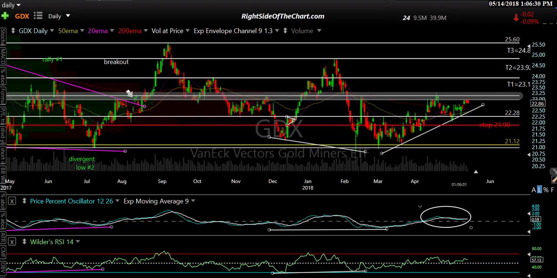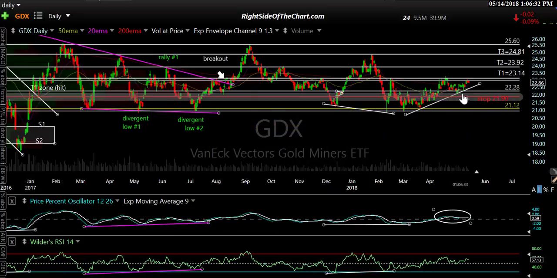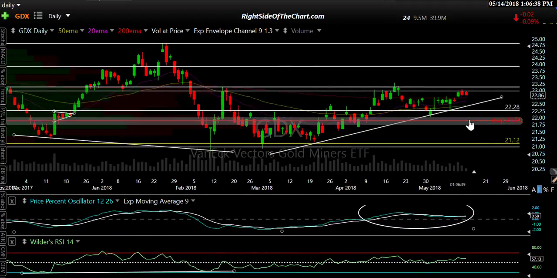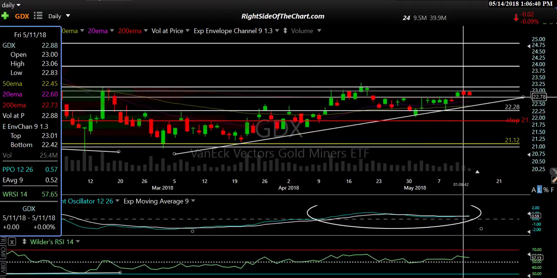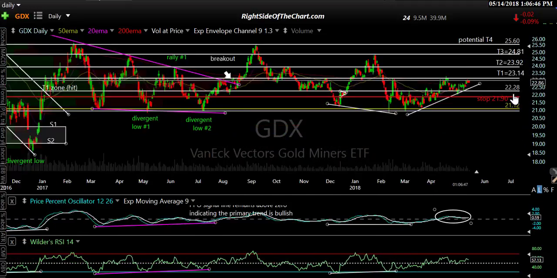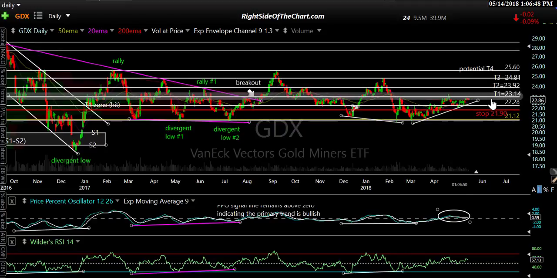And GDX, this is the official trade idea. I'm scrolling in and out here, sorry, because this chart's a mess. T1 is 23.14. We almost hit that. We came close the other day. The high that day was 23.06 versus my target of 23.14. So we came within 8 cents of the target. It still looks good to me.